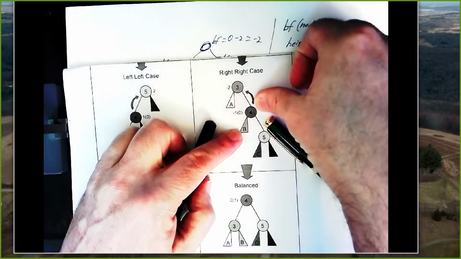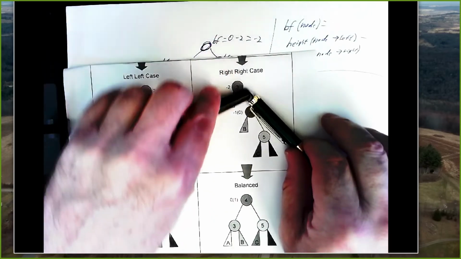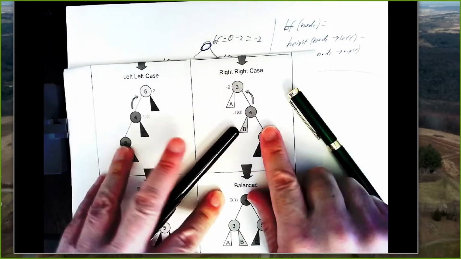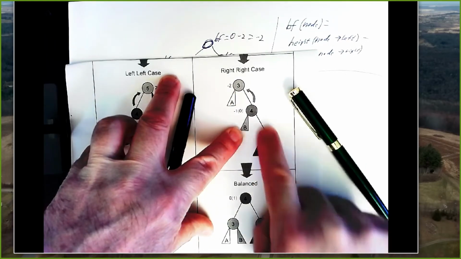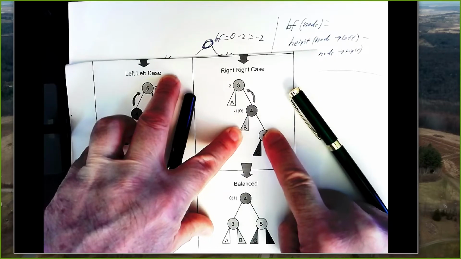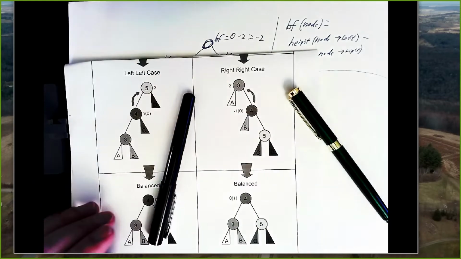Because 3 is going to lose its right child, which used to be 4, we're going to basically do this rotation around 4, bring 3 down, and let 3 pick up B on its right. We're going to leave the child on the right of 4 exactly as it is, and leave that child's children, C and D, exactly as they are.